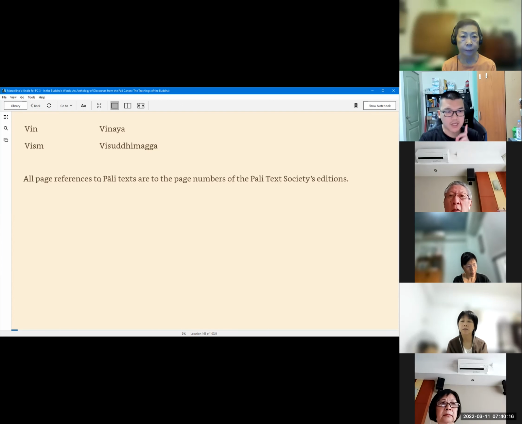All page references to Pali texts are the page numbers of the Pali Text Society editions. This one we will see when we read the sutta. There is a number in square brackets, so this refers to that page number in the Pali Text Society edition.